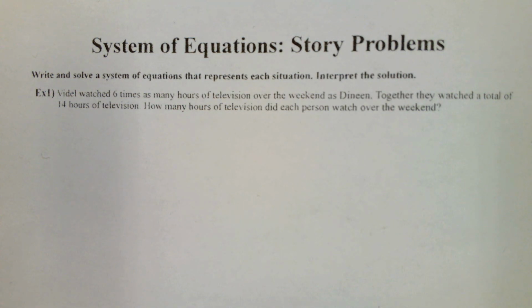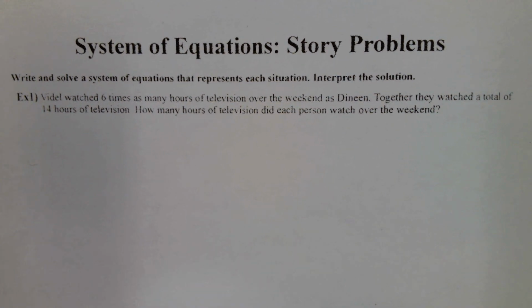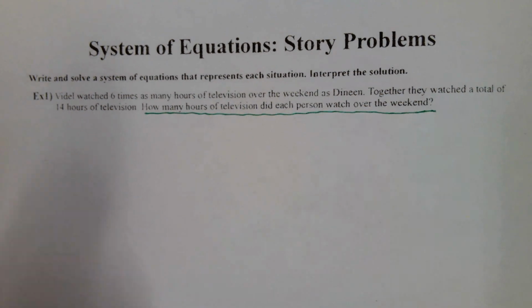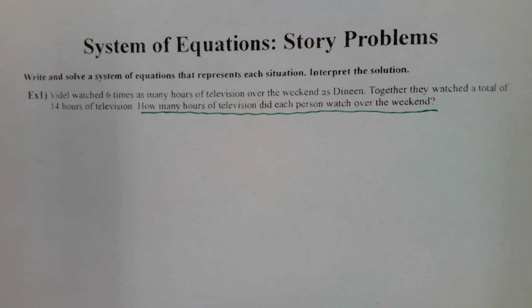Look for the question, the thing that's being asked for you to answer. And let's underline that. How many hours of television did each person watch over the weekend? And each person means Vidal and Denis. So we have to create some variables. We have two people, so two variables. What is it about Vidal and Denis that we have to answer? How many hours of television they watched? So we have to use some variables.